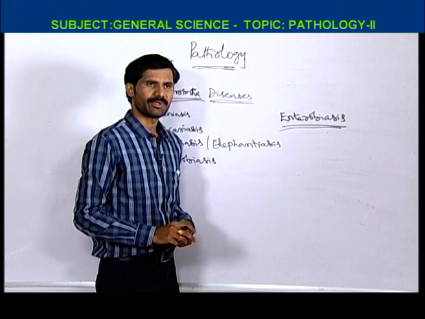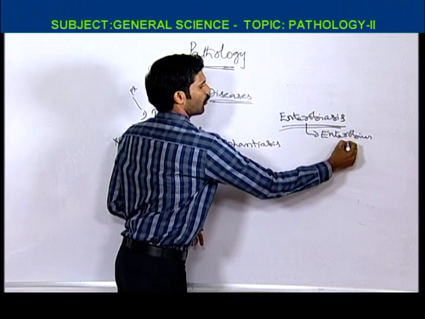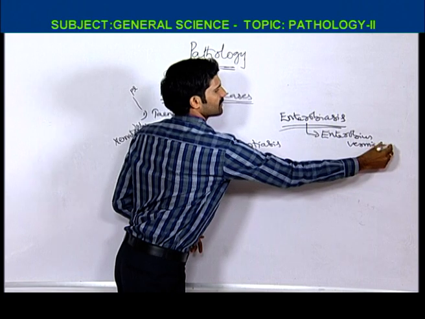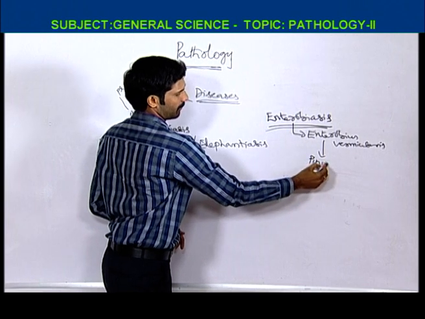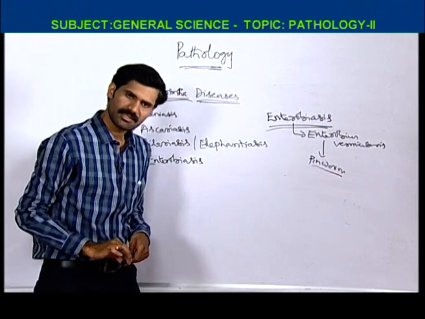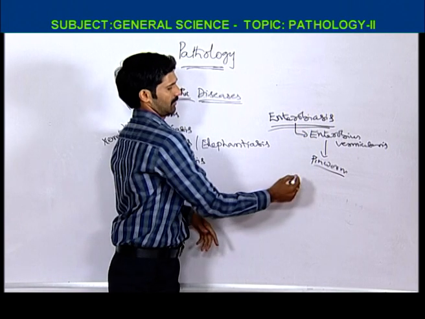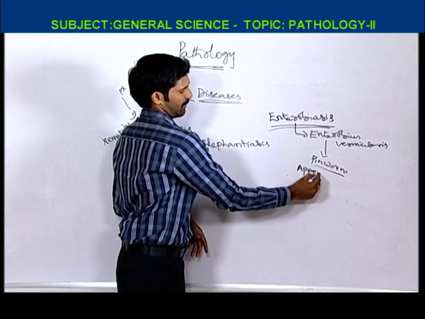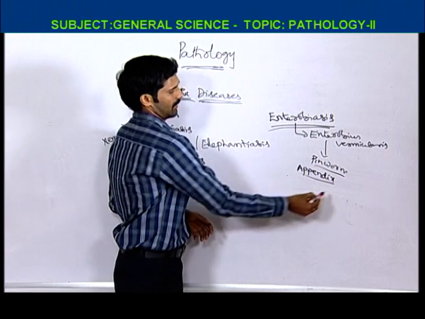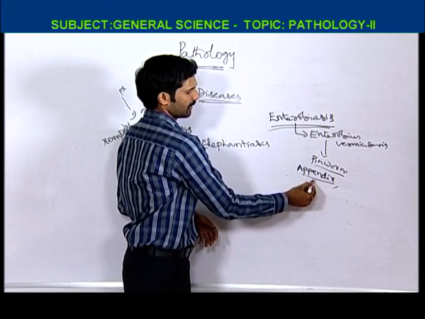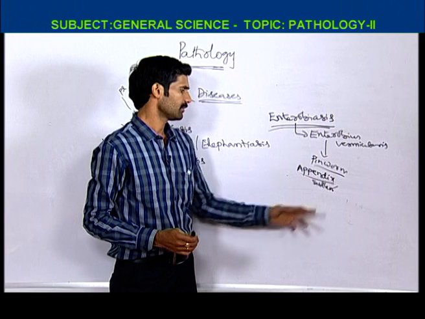Next is enterobiasis, caused by Enterobius vermicularis, and Enterobius vermicularis is commonly called pinworm. It is an intestinal parasite, and symptoms of enterobiasis include appendix infection, swollen lymph nodes or intestinal pain, abdominal pain, constipation.